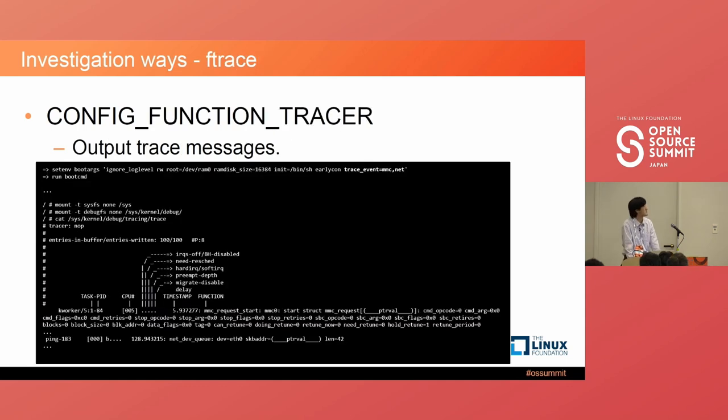The next is ftrace, the function tracer config. This outputs trace messages. Some drivers also support this feature. If we add trace event equal something like that, we can show specific detailed error messages from the kernel. These messages are stored in the kernel's memory.